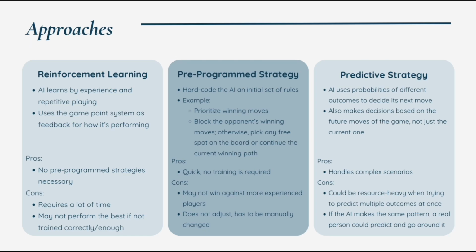Otherwise, we can go with the pre-programmed strategy, where the AI will already be hard-coded with a simple set of rules and enforced with conditional checks such as prioritizing its winning paths and blocking the opponent's winning paths. But if they currently do not have one, then the AI will continue with its own current winning path or any other free spot that is available on the board.